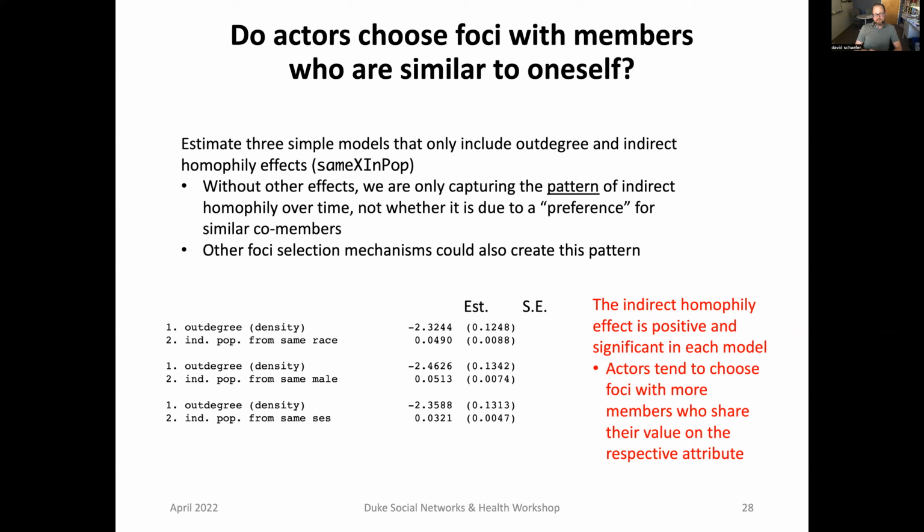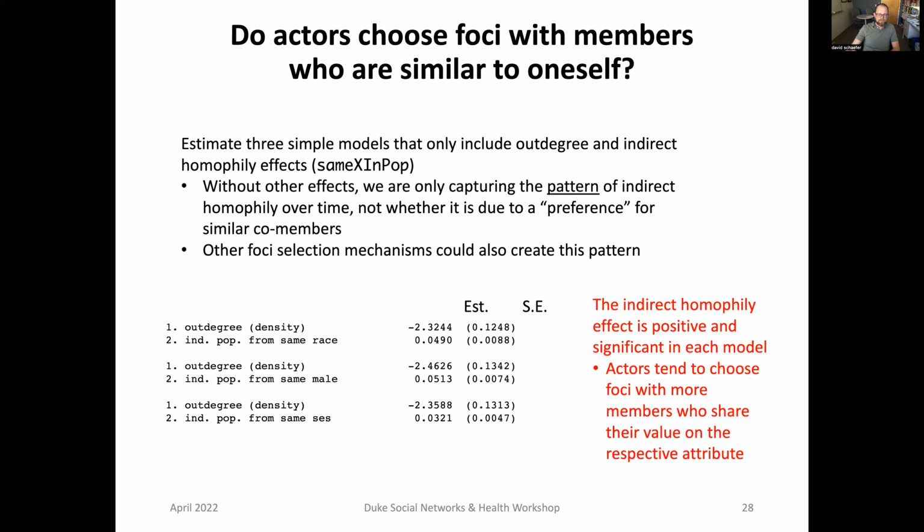Now, I want to be really clear on what this model specification tells us. What this tells us is, is there a pattern of indirect homophily over time? In other words, if we're watching the network, is there a tendency for actors to be joining foci or remaining in foci when there are more members who share their attribute? Okay, is there this pattern? We're not trying to determine the cause of this pattern. We're just trying to see, is this pattern there?